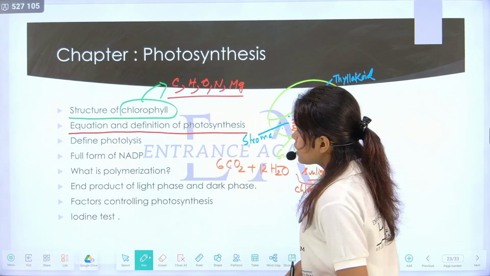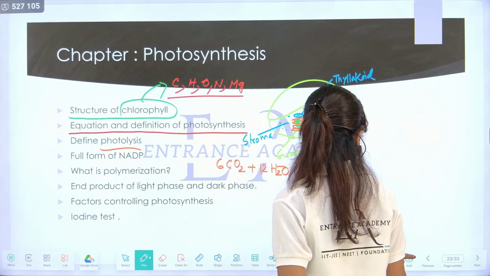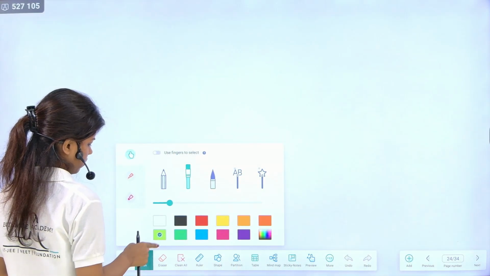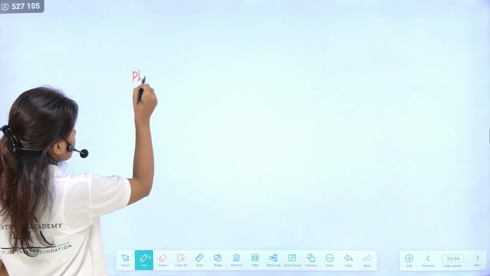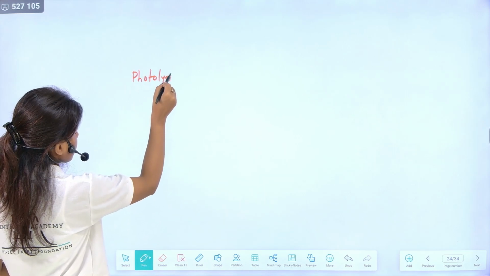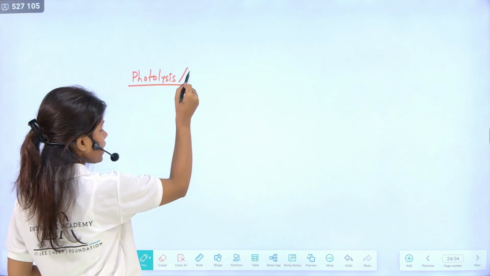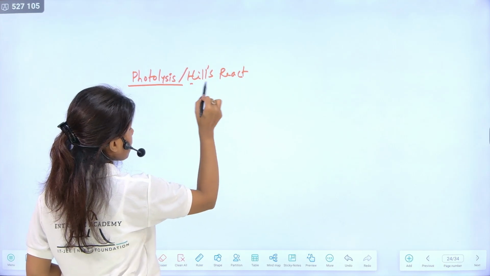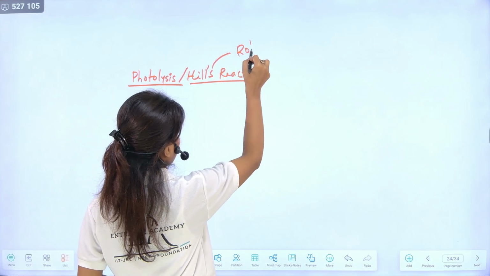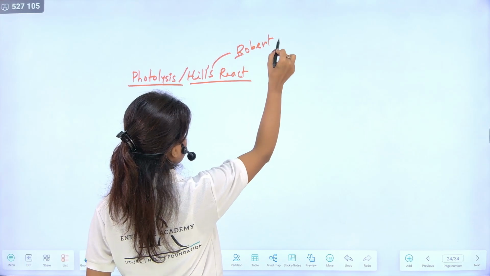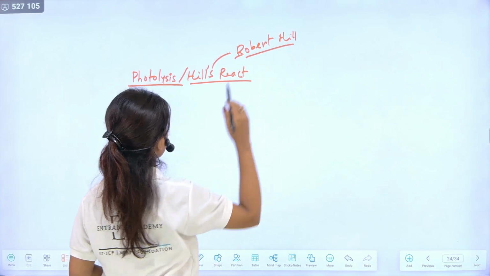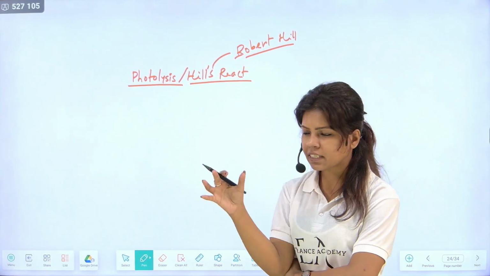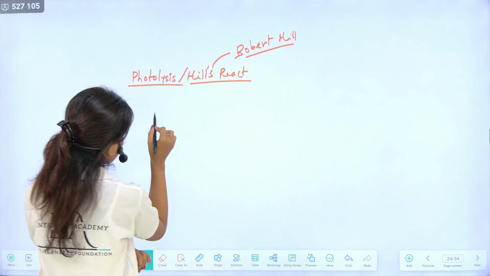Next question. Define photolysis. This photolysis is also known as Hill's reaction, as per the name of Robert Hill, who first discovered this phenomenon. So what is photolysis? During photosynthesis, first the chlorophyll remains inactive inside the leaf. Inactive chlorophyll.